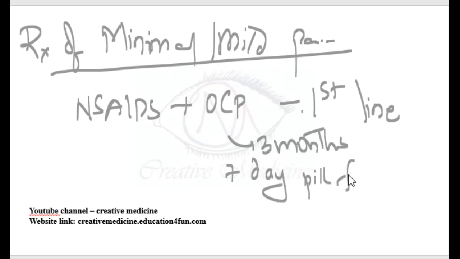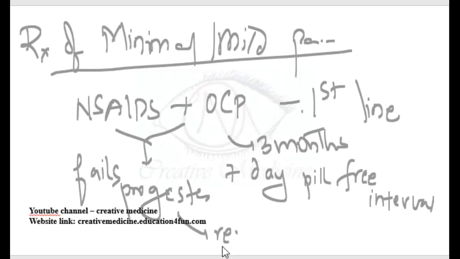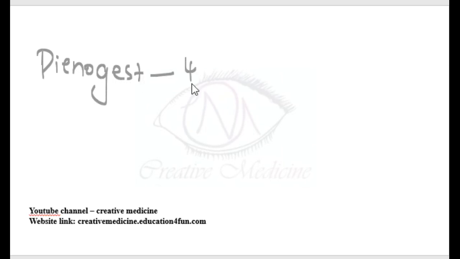If these NSAIDs and OCPs fail, then we give progesterone. Progesterone is a second line drug, where decidualization and atrophy of the endometrium is seen. An example of a progesterone which can be used in endometriosis is Dienogest. Dienogest is a fourth generation progesterone which can be used in endometriosis.